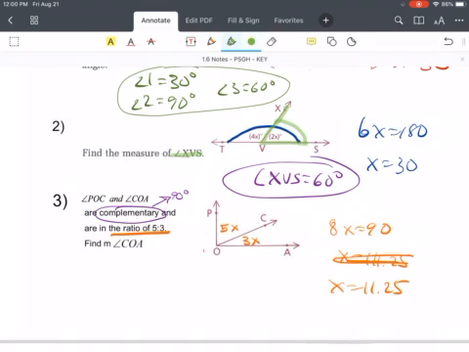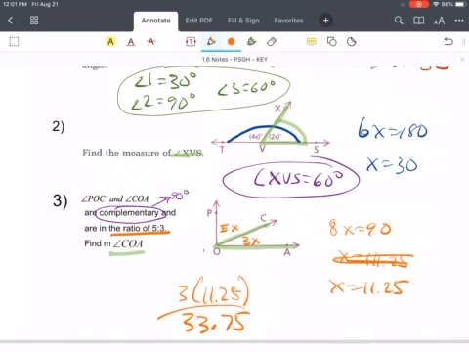And then finding the measure of COA is 3x. So 3 times 11.25 is 33.75.